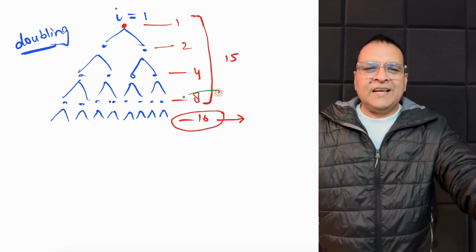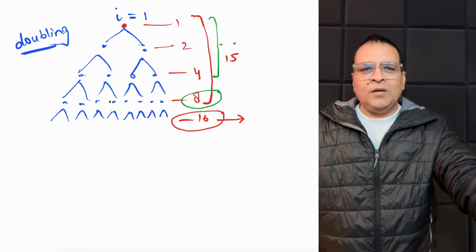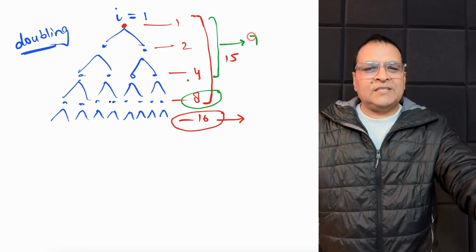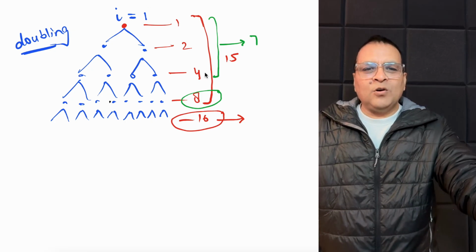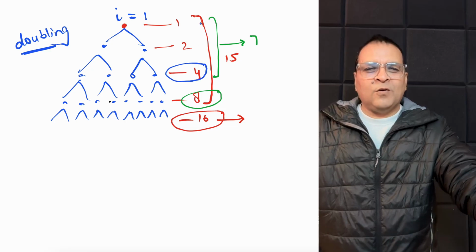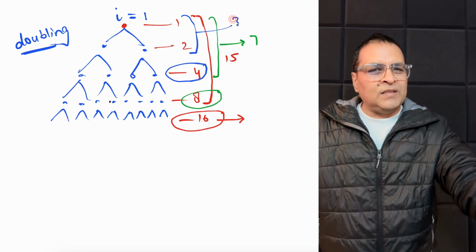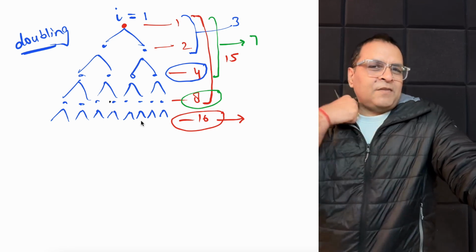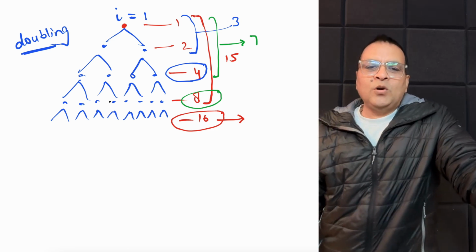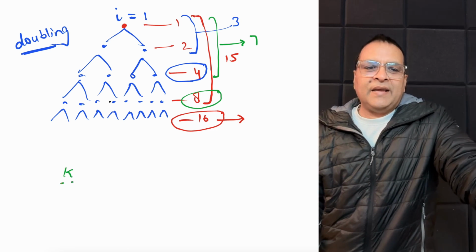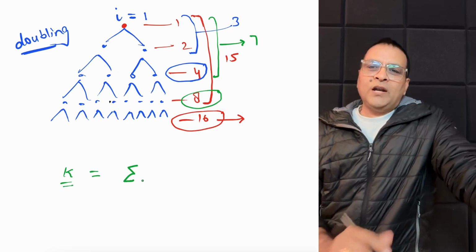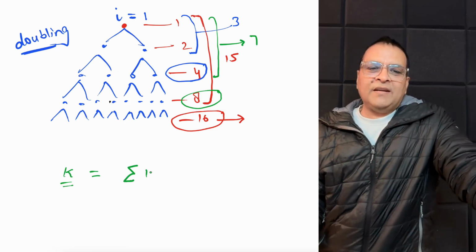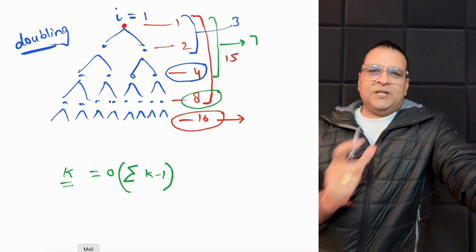Similarly, if this level is 8, then the count of all the previous nodes in all the previous levels is 8 minus 1, 7. If the number of nodes in this level is 4, then the number of nodes in all the previous levels combined will be 4 minus 1, 3. If every node here represents a function call, then you can say that the total number of function calls at level k is equal to the total number of function calls up to level k minus 1. This is the exponential growth.